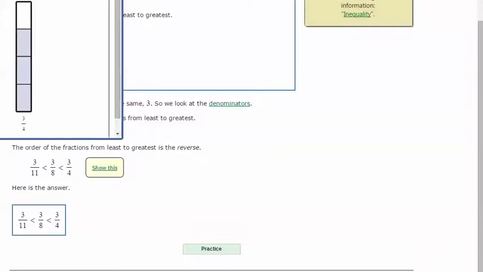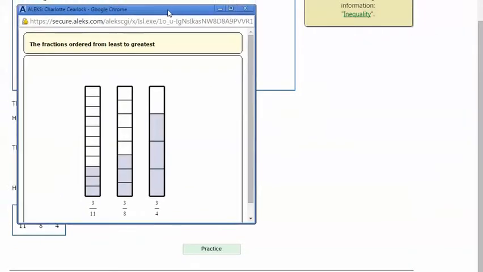Let's take a look at this. In our picture, we can see that 3/11ths, like I said, is quite a bit less than half. It's not very many at all. 3/8ths is almost half. 4/8ths would be half. And so almost half is going to be more than quite a bit less than half. And 3/4ths, 3 out of 4, is almost the whole thing. And so that's why 3/11ths is smaller than 3/8ths is smaller than 3/4ths.